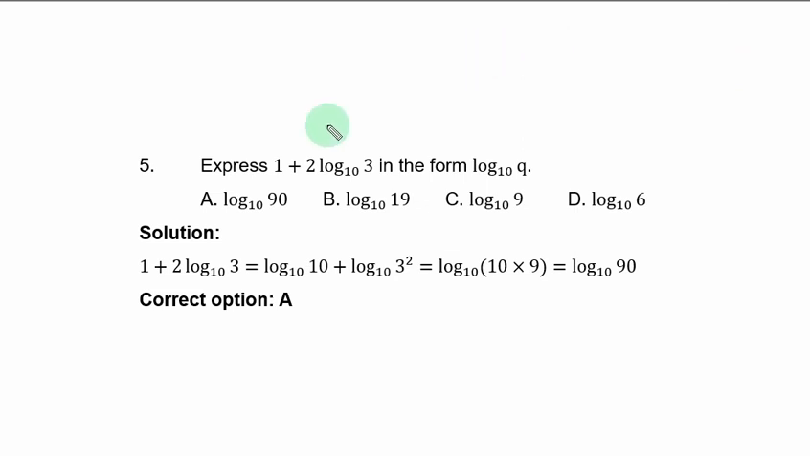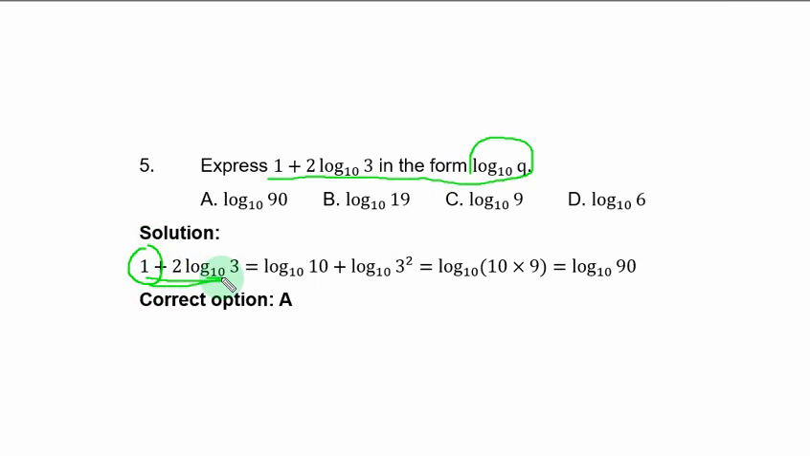Question 5. Express 1 plus 2 log 3 base 10 in the form of log q base 10. Solution. Here we can apply the law of addition, which implies multiplication, if and only if this one can be turned to a log with base 10.